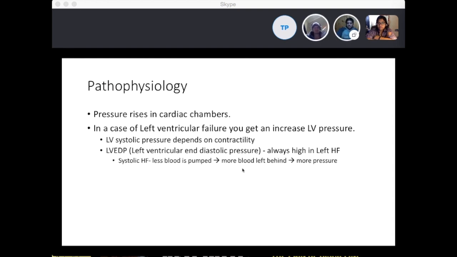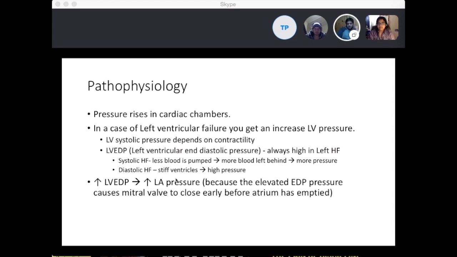In systolic heart failure, you're going to see less blood is being pumped out, so more blood is being left behind, and thus you're going to increase your pressure. So I'm giving you guys generic information now, and then as we're going through these slides, we're going to break it all down, and hopefully at the end of this, you'll make sense as to what's going on. And in diastolic heart failure, you're looking at stiff ventricles, thus causing too high pressures.